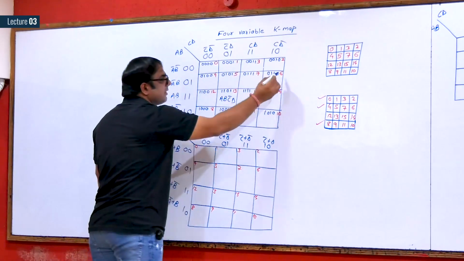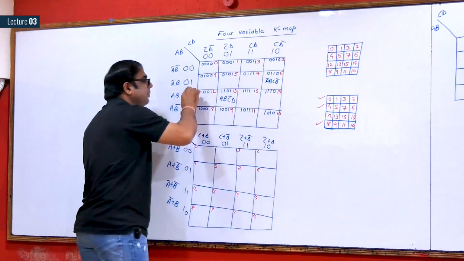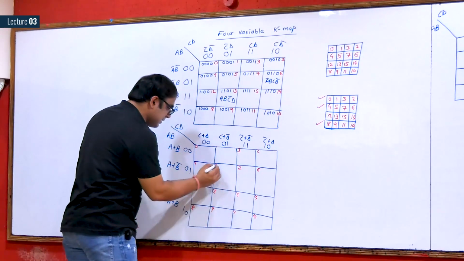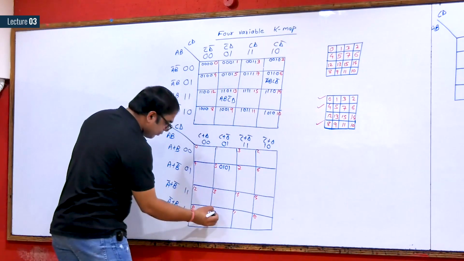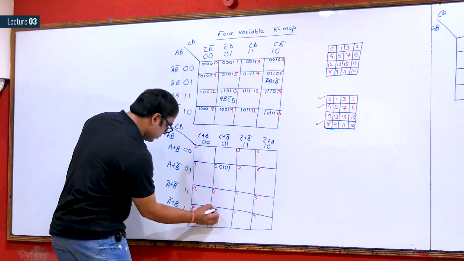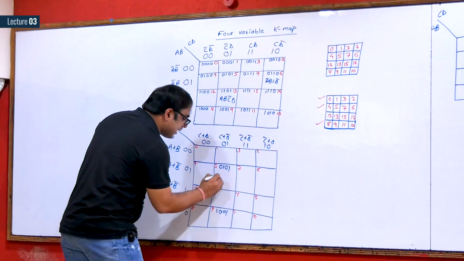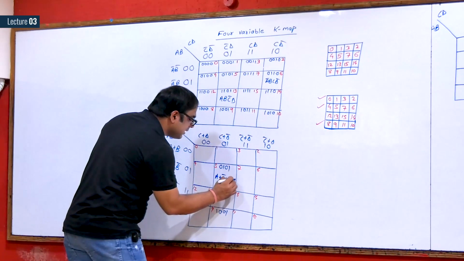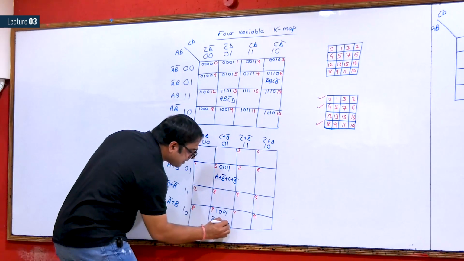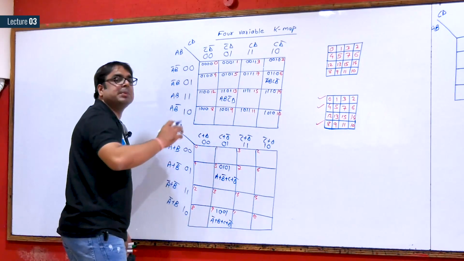You can check any one: 0110 is A complement B C D complement. In the same way, if you want to see this one, 0101, or this one, let's say 1001. So this will become A plus B complement plus C plus D complement. This will become A complement plus B plus C plus D complement. In this way you can complete it.